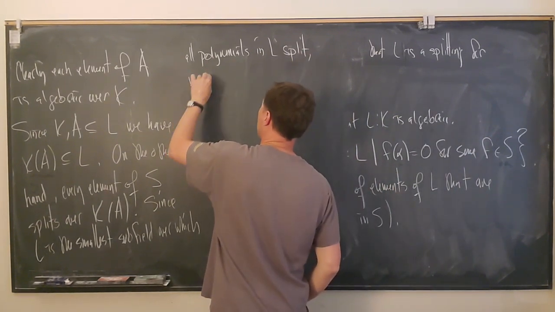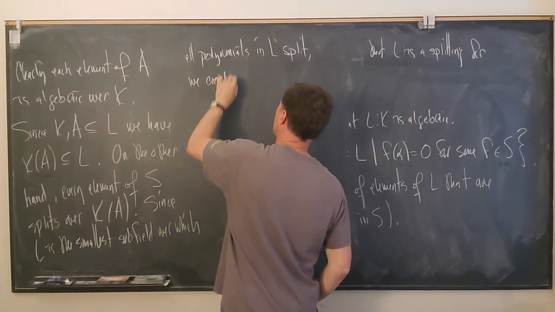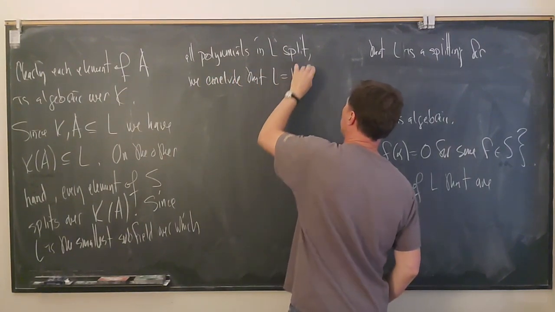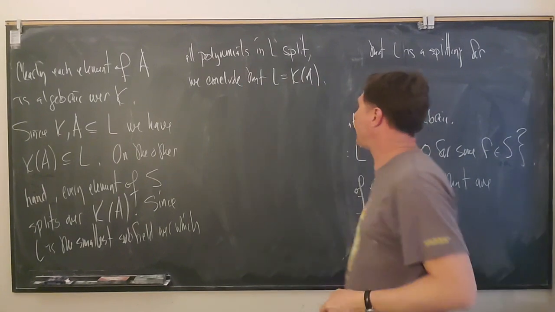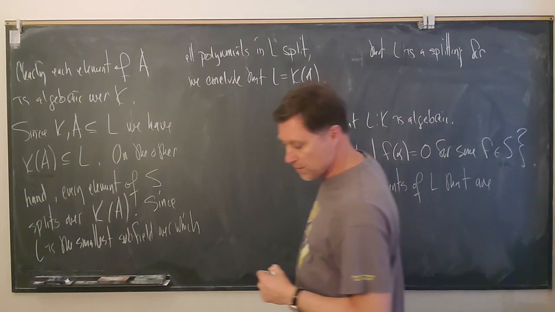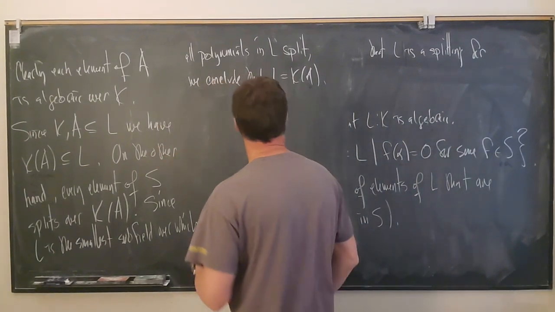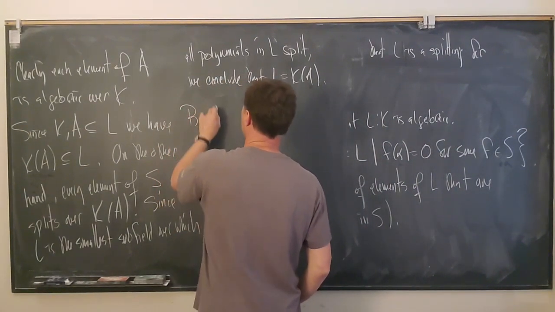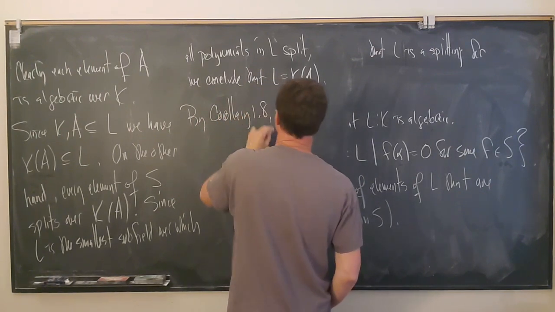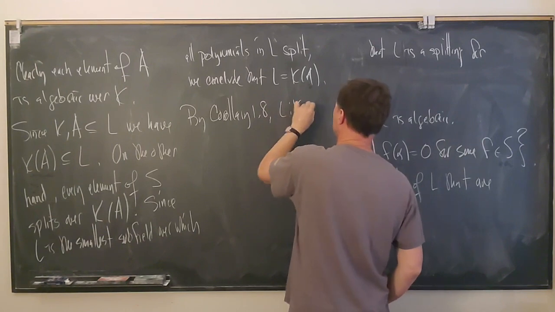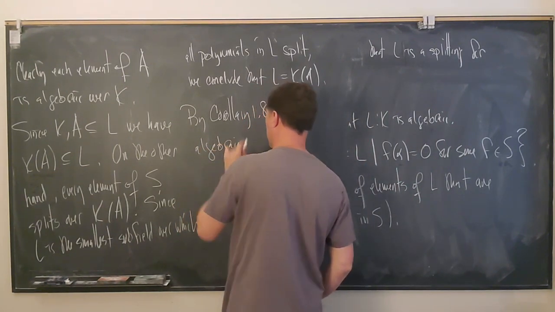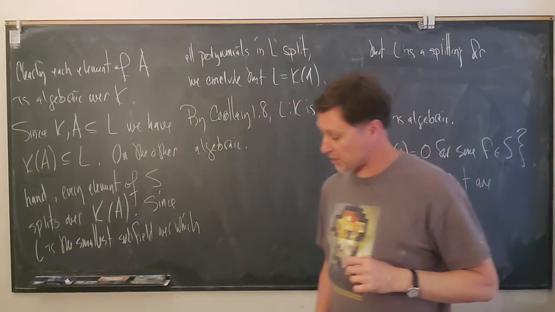We conclude that L is equal to K adjoin A. And now we started with K, we adjoined a collection of algebraic elements. It's corollary 1.8. So by corollary 1.8, L over K is algebraic. So there's the first step.